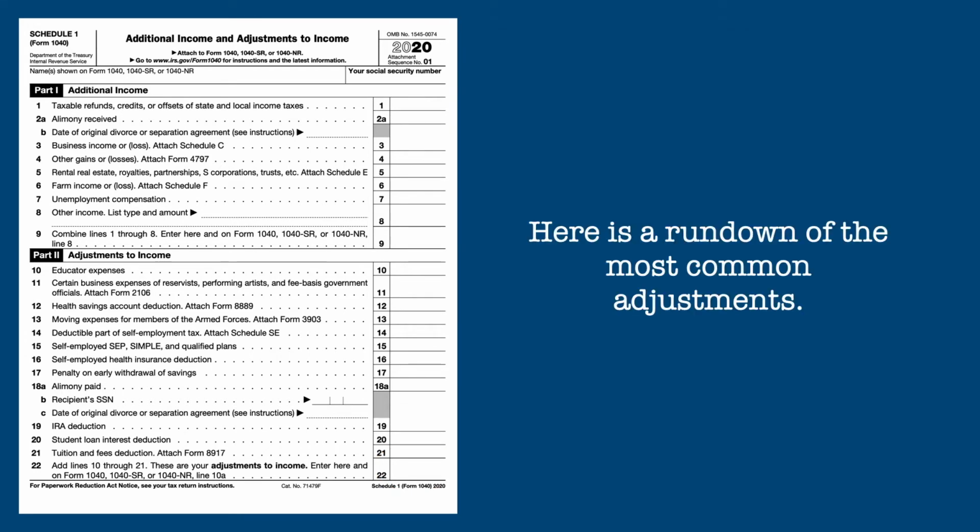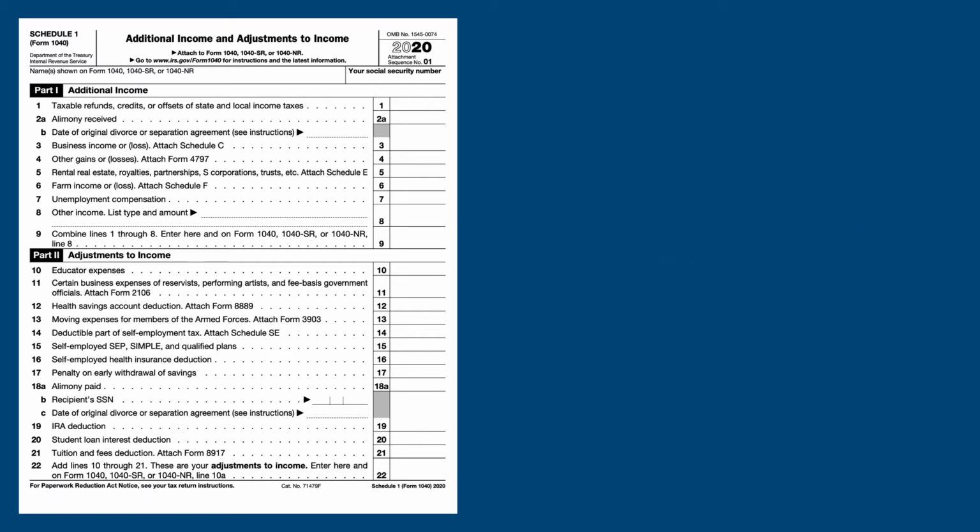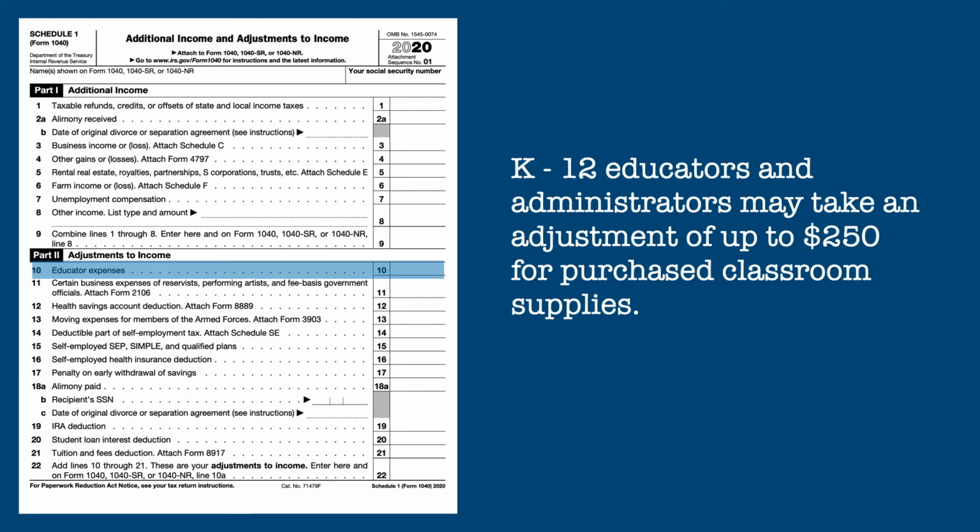So here's a rundown of the most common adjustments. Deep dives into many of these adjustments will be the subjects of other videos. As these videos are produced, cards will be inserted into this video and links to those videos will be added to the description. Teachers usually spend significant sums of money on classroom supplies. Any teacher or administrator at the K-12 level may take an adjustment of up to $250 of these expenses. Of course, the educator must be able to produce receipts of these expenses upon request.